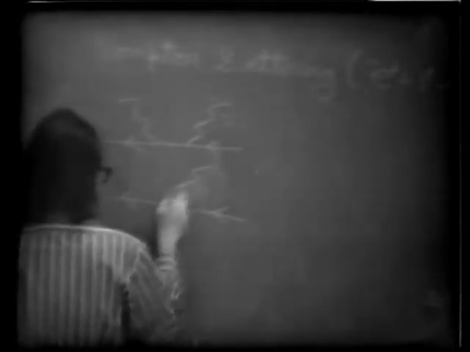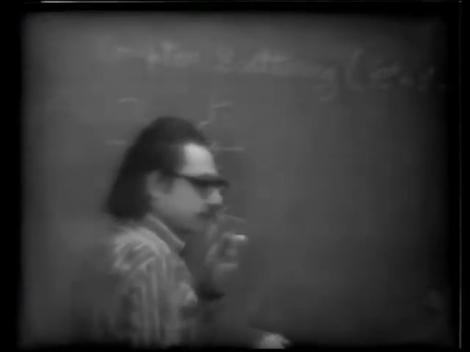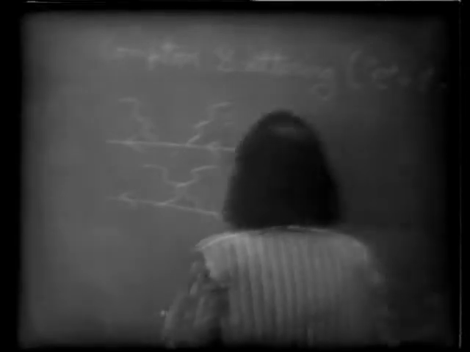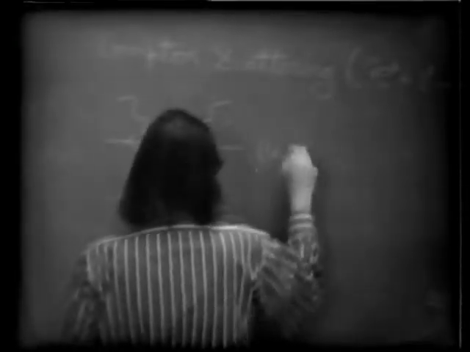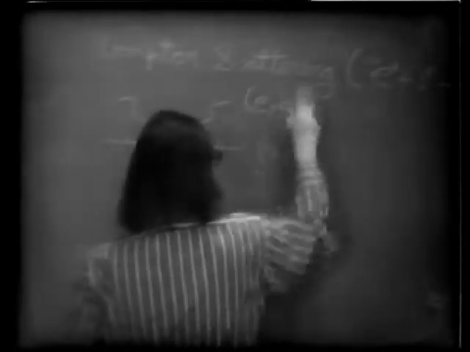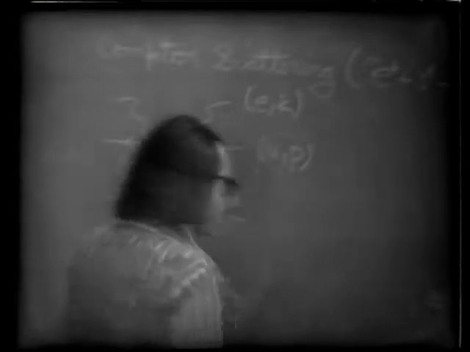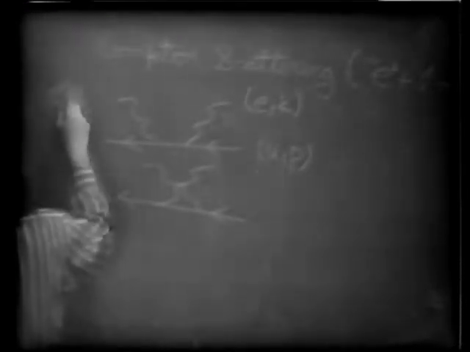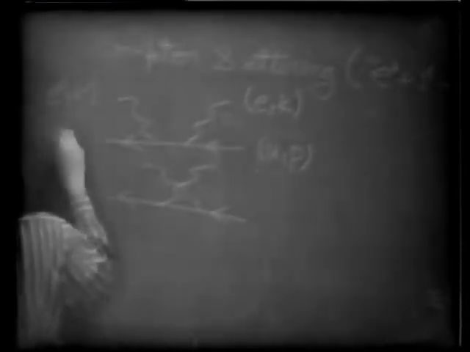Aside from the extra indices, this is just the same sort of thing as the meson-nucleon scattering we discussed in our scalar theory, and therefore there are two diagrams of the same topological structure. This and this crossed. I'll call this U and P. This is a photon. I have to say what photon it is. It's the photon labeled by the four vector E. This is E prime and K prime. And this is U prime and P prime.